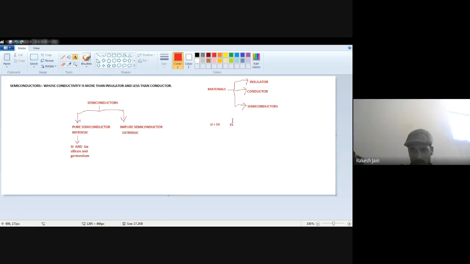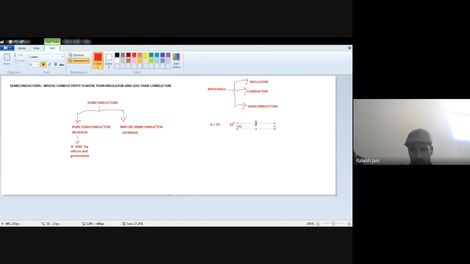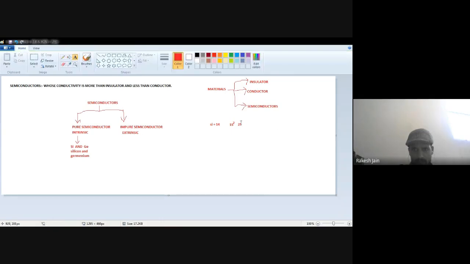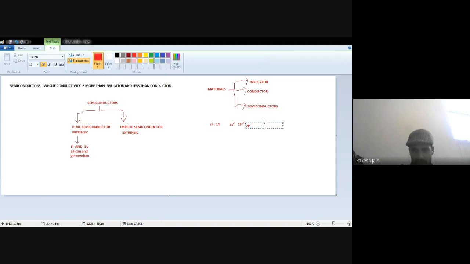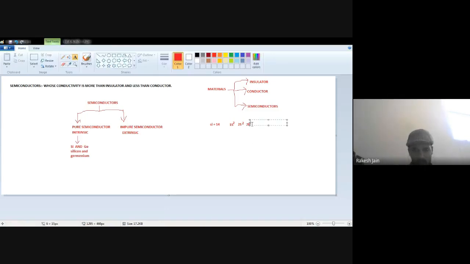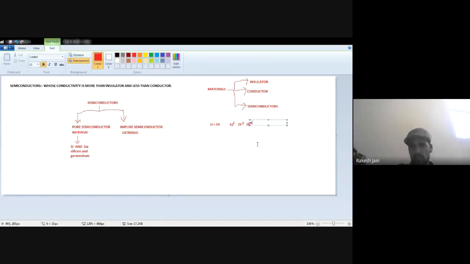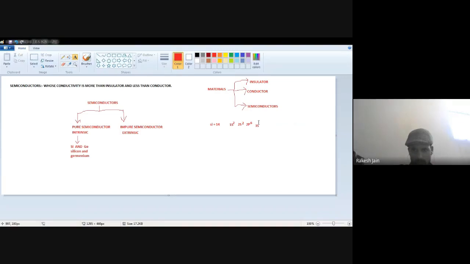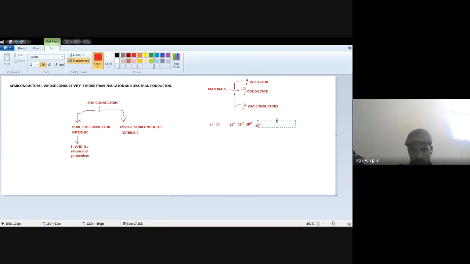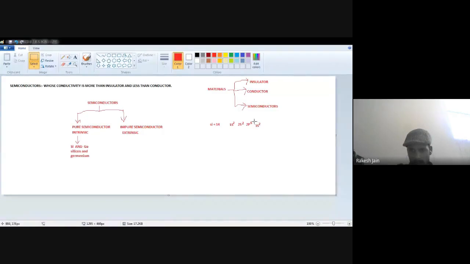As you have already studied in chemistry, how to classify the atomic number in orbitals: 1s2 2s2 2p6 3s2 3p2.